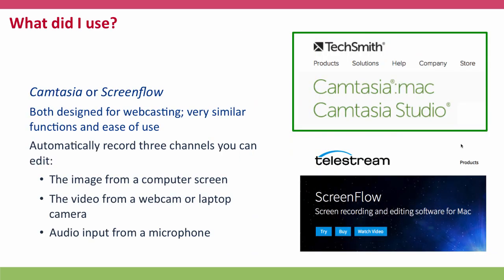So what software did I use? Well, I used either of two programs, either Camtasia or ScreenFlow. They're basically interchangeable. They're both inexpensive programs designed for webcasting. They have very similar functions, and they're both easy to use. Each of them automatically records 3 channels that you can edit. The first is the image from a computer screen. In this case, it's the image of a PowerPoint slide displayed on the drawing tablet. The second is video from a webcam, or in my case, the laptop camera. That's how you saw my face. And the third is audio input from a microphone. That's how you hear my voice.